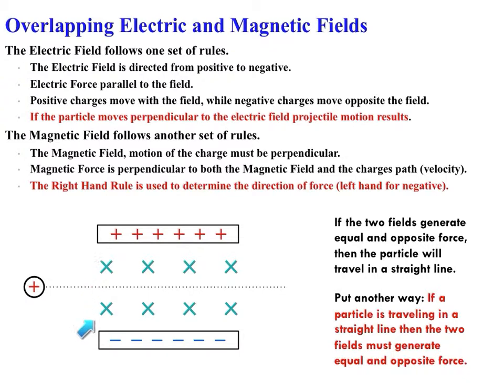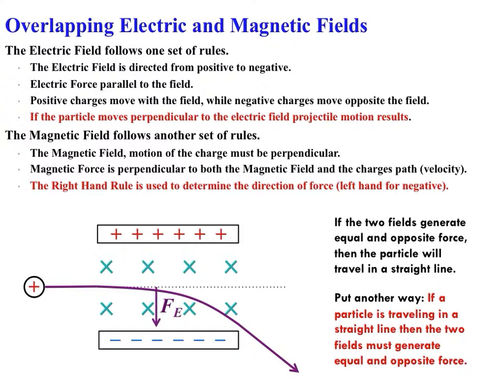You have a positive plate and a negative plate. So we know that there's going to be an electric field in between these two plates. That electric field is going to cause a force on a positive charge that goes downward. If this is the force that's acting on it, then it's going to cause projectile motion. If this were the only field, then this would be the only force acting on it, and this would be the motion of that particle.